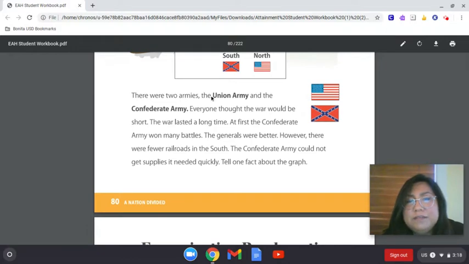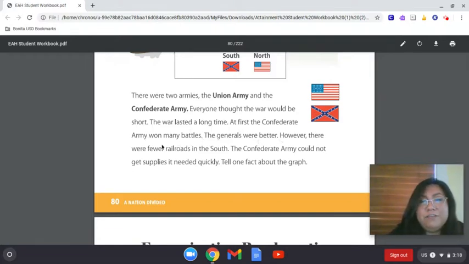There were two armies, the Union Army and the Confederate Army. Everyone thought the war would be short. The war lasted a long time. At first, the Confederate Army won many battles. The generals were better. However, there were fewer railroads in the South. The Confederate Army could not get supplies it needed quickly.